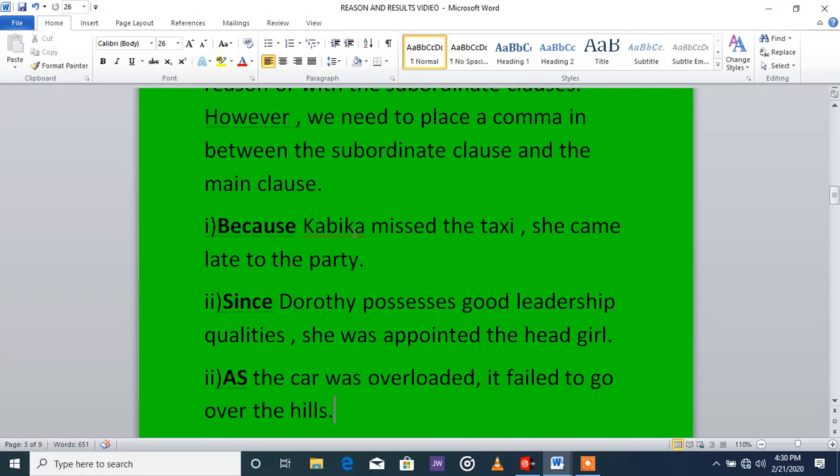So this was the reason why she came late. When you start with the subordinate clause, you use those structures. Whereas with because, here we can even use since. Since Kavika missed the taxi, she came late to the party, but we put a comma in between. Then let's look at this one. Since Dorothy possesses good leadership qualities, she was appointed the head girl. Or since she possesses good leadership qualities, Dorothy was appointed the head girl, depending on how you answer it.